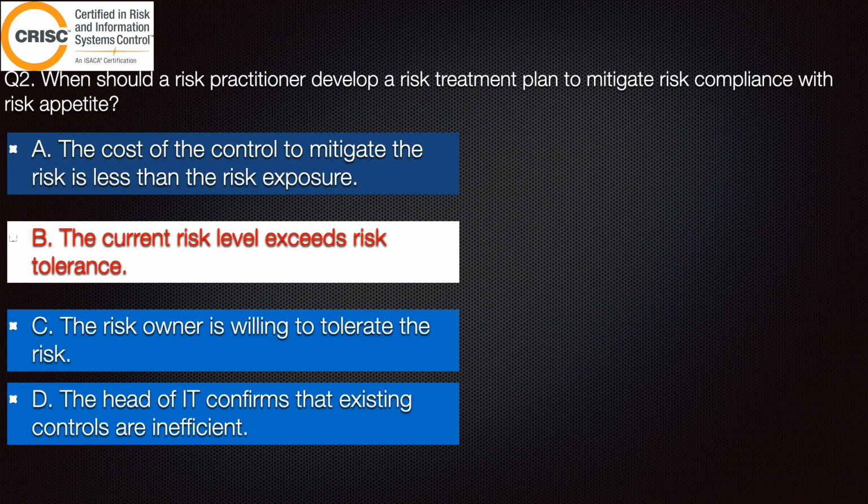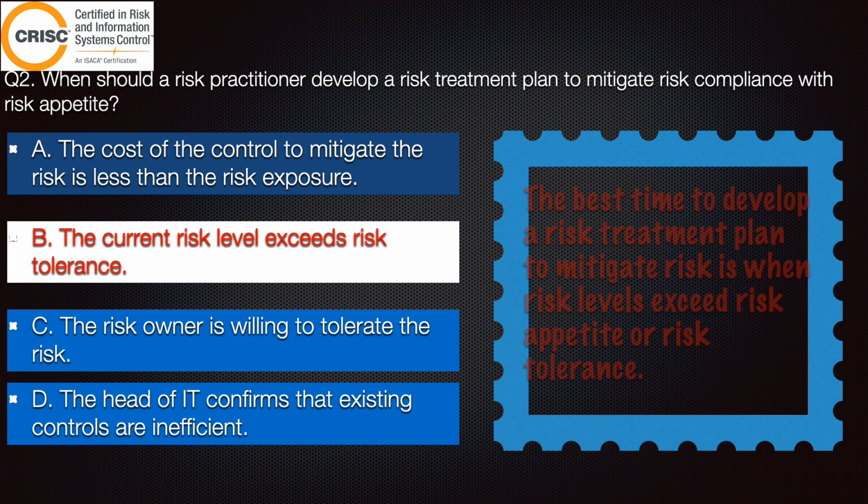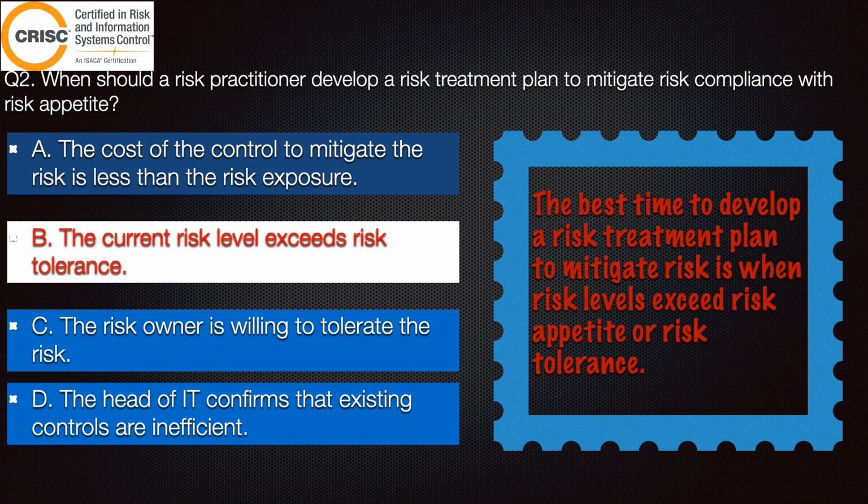Let's understand the options which are incorrect. Option A, that is the cost of control to mitigate the risk is less than the risk exposure. Friends, cost is not always a factor in risk management, for example, due to regulatory requirements. Coming to option B, that is the current risk level exceeds the risk tolerance. It is correct because the best time to develop a risk treatment plan to mitigate the risk is when the risk level exceeds the risk appetite or risk tolerance, right?